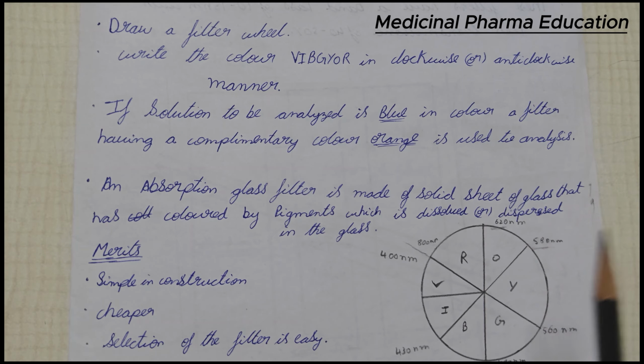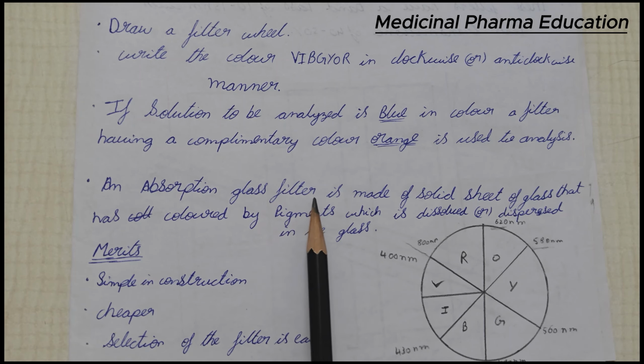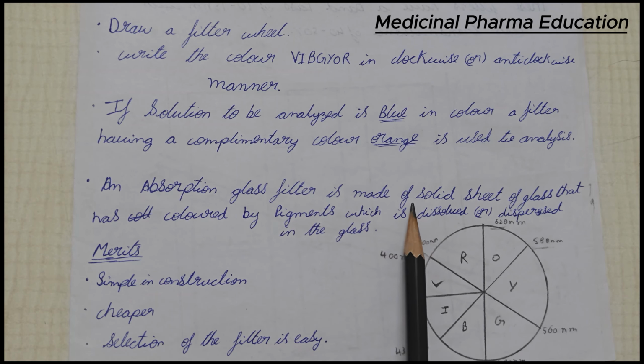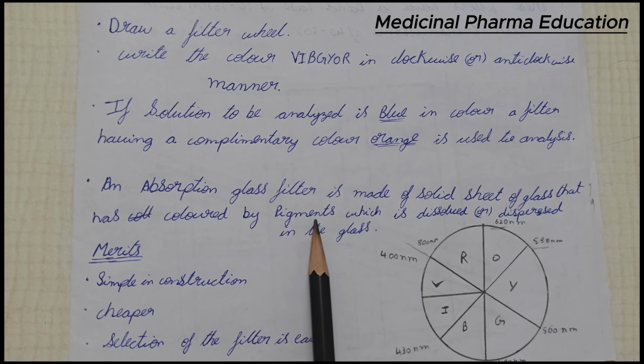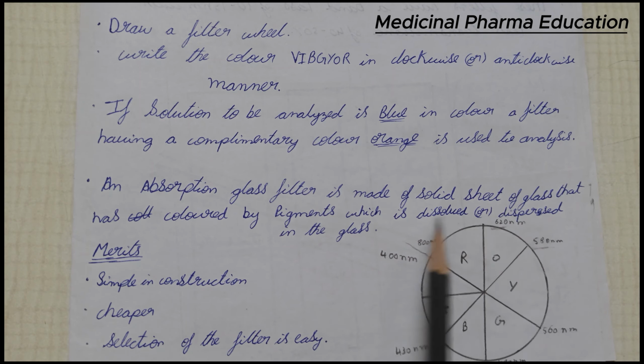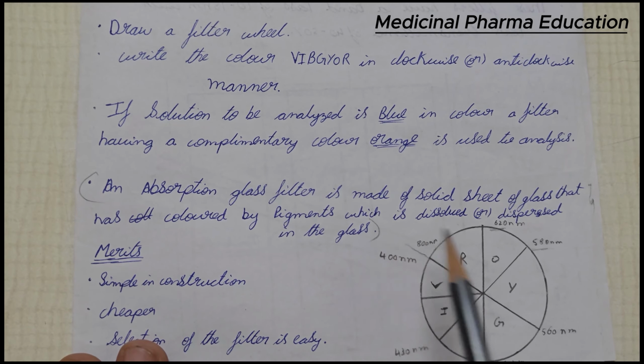That's the basic mechanism. An absorption glass filter is made of a solid sheet of glass that has been colored by a pigment which is dissolved or dispersed in the glass. It's just an extra point. It is not related to the mechanism.